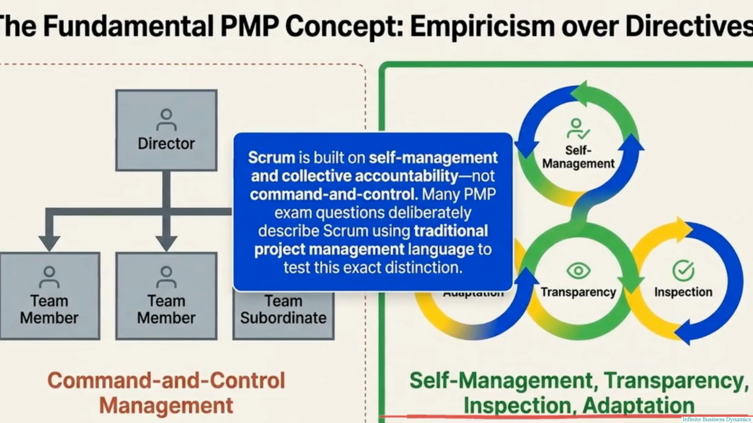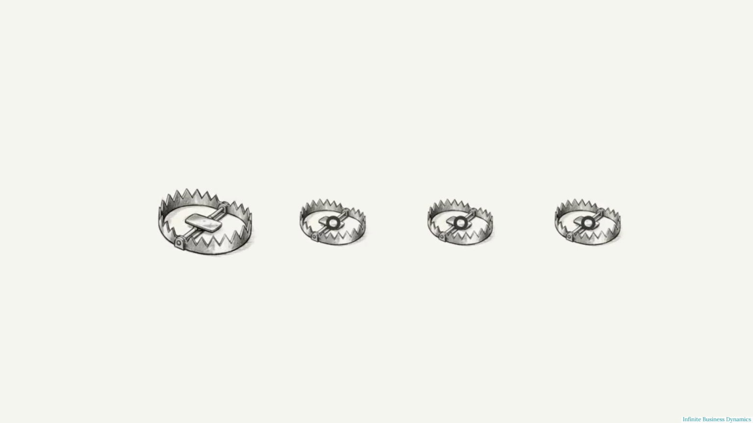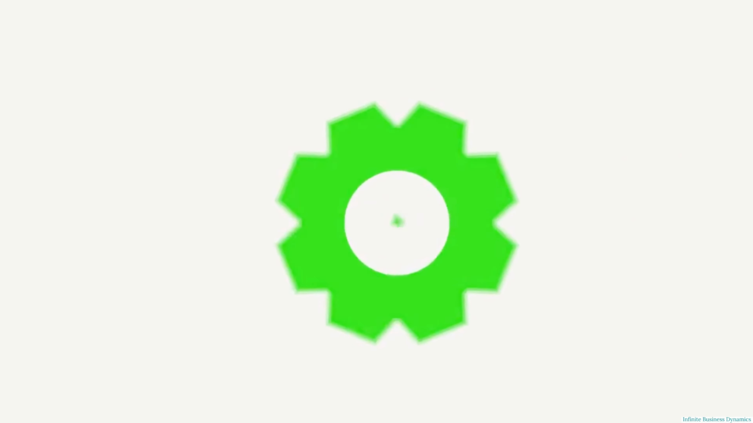Right is empiricism, continuous loops of transparency, inspection, and adaptation. The left side represents failure. Trigger words like assign, approve, or instruct reveal a command and control mindset. We are going to break down the 4 specific situational traps where this traditional logic fails the Scrum framework.